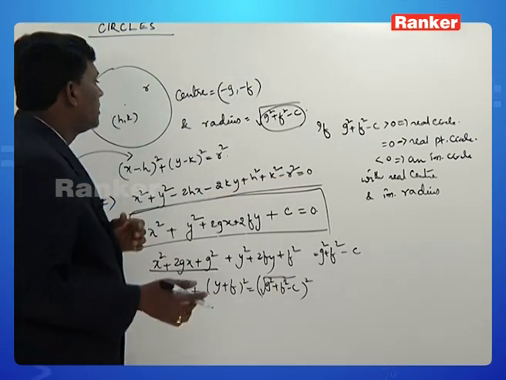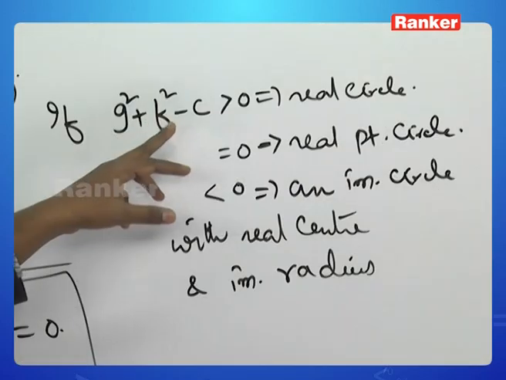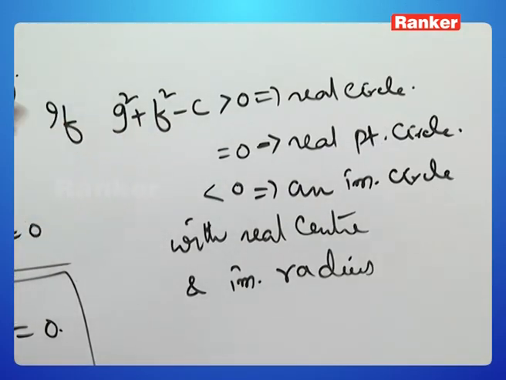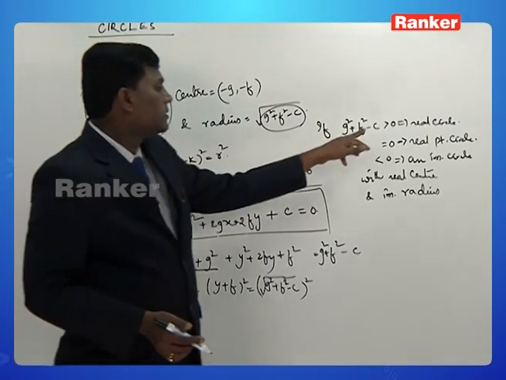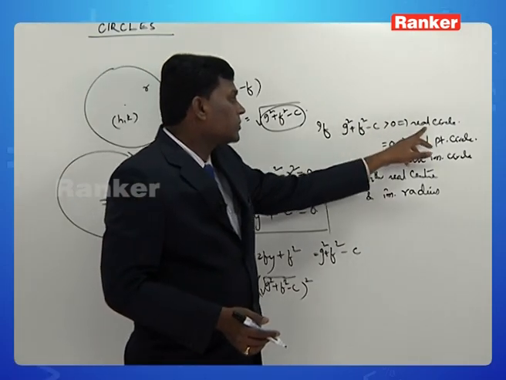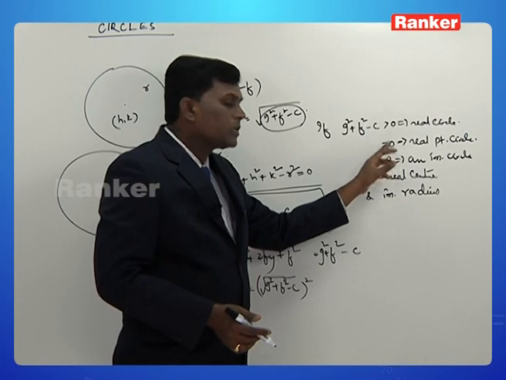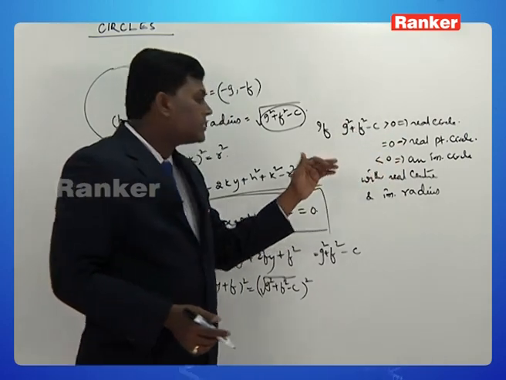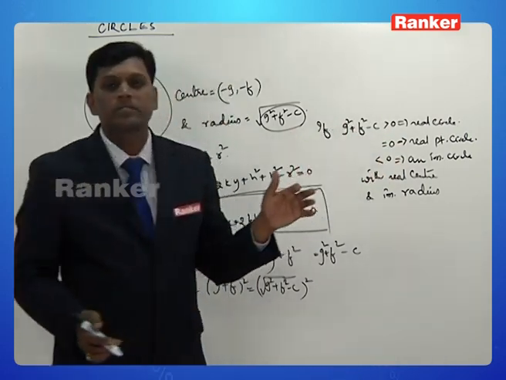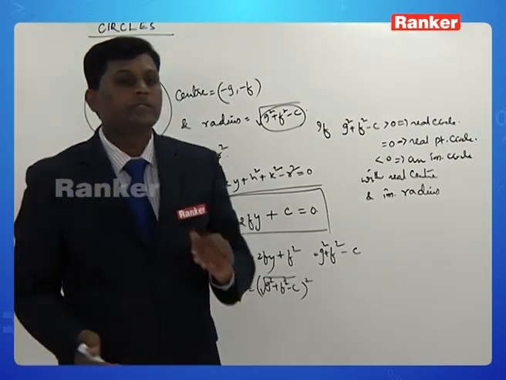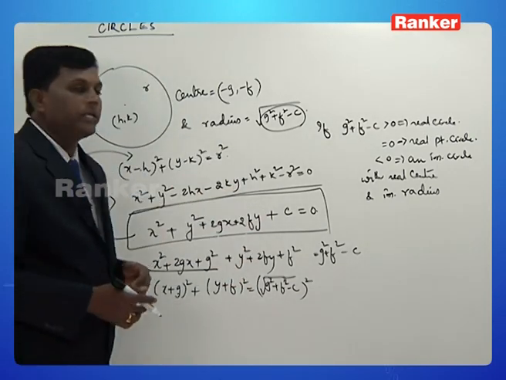So on the whole, based on g square plus f square minus c, we can categorize the circle into three cases. When this part is greater than 0, it is a real circle; equal to 0, a real point circle; less than 0, it is an imaginary circle with real center and imaginary radius.